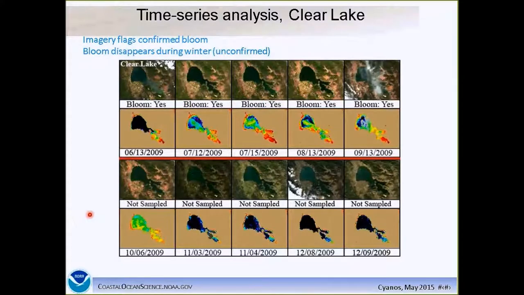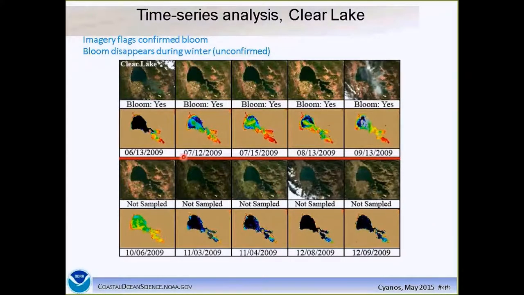Now, in a time series, from the point of view of what else you can see from the data, this is Clear Lake over, I'm sure, 2009, from June up till December, and we've gotten data reporting the bloom. This is not us. This is Clear Lake people saying there was a bloom. Yes, yes, yes, yes. And we clearly find the bloom. They did not sample. We would assume the reason they didn't sample is because there wasn't a bloom. So we don't have an actual valid no, but it seems reasonable to think that there wasn't one. So there was clearly a bloom over this time period, and it was not present in that time period. This is an example of the time series data that you can potentially get from a region.